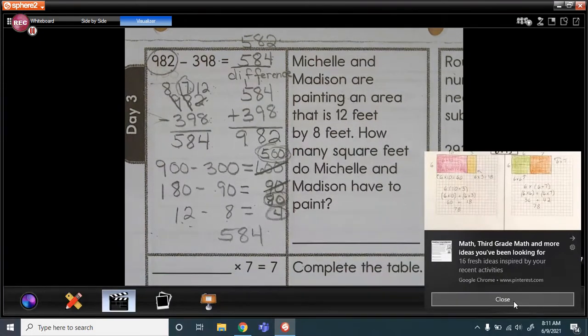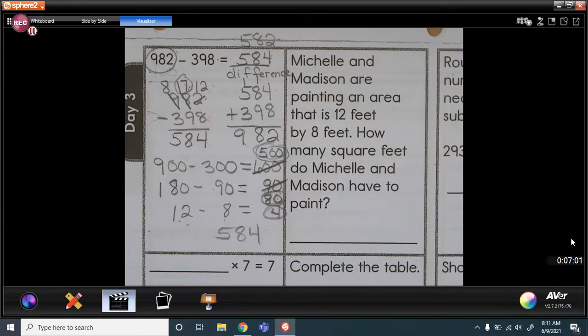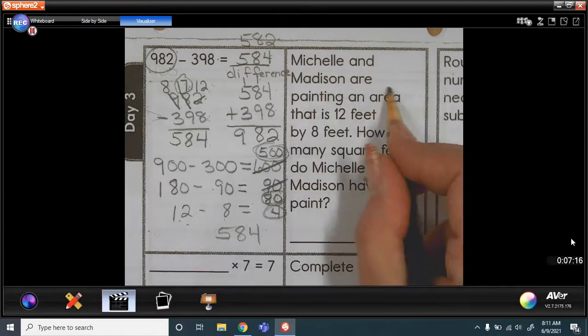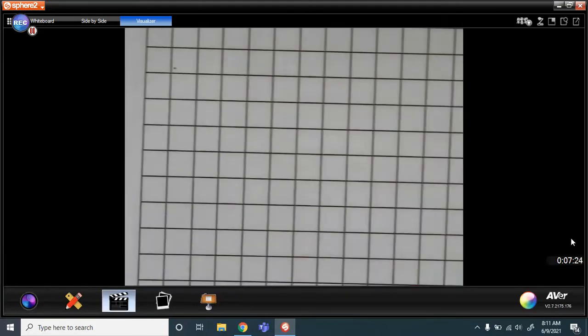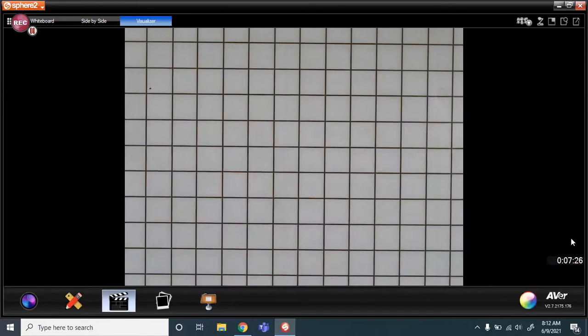Says Michelle and Madison are painting an area that is 12 feet by 8 feet. How many square feet did Michelle and Madison have to paint? So we're looking for the area. So I'm going to pull in my grid paper just to give you an idea of what this looks like, right? It's 12 feet by 8 feet.